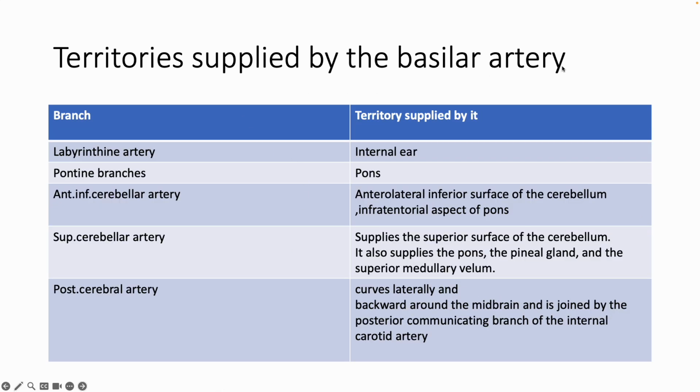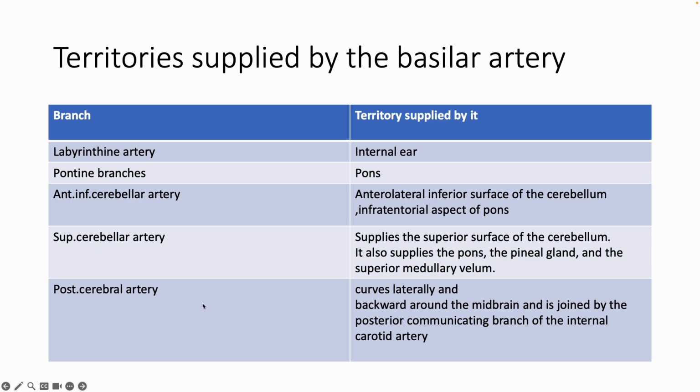Territory supplied by the basilar artery: we have the labyrinthine artery, which supplies the internal ear. We have the pontine branches, which supplies the pons. We have the anterior inferior cerebellar artery. We have the anterolateral inferior surface of the cerebellum, infratentorial aspect of pons. We have the superior cerebellar artery, which supplies the superior surface of the cerebellum. It also supplies the pons, the pineal gland, and the superior medullary velum.